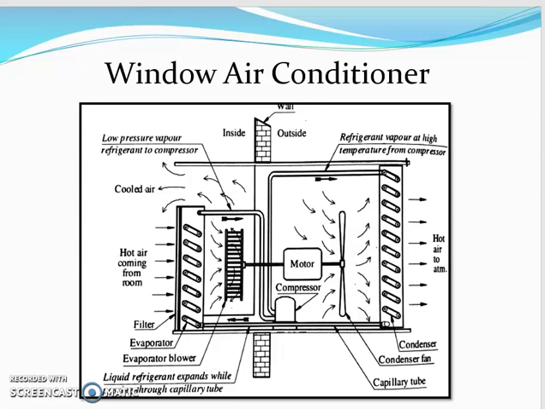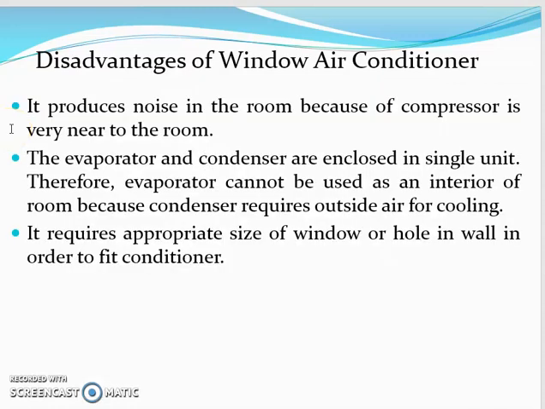Now we will discuss the disadvantages of window AC. It produces noise in the room. Why? Because the compressor is very near to the room. So this is the major disadvantage of window AC; these are noisy in operation. Another disadvantage is that the evaporator and condenser are enclosed in a single unit. Therefore, the evaporator cannot be used in the interior of the room, because the condenser requires outside air for cooling. This is also an important limitation of window AC. And it requires an appropriate size of window or hole in the wall in order to fit the air conditioner unit. So these are the disadvantages of the window air conditioner.